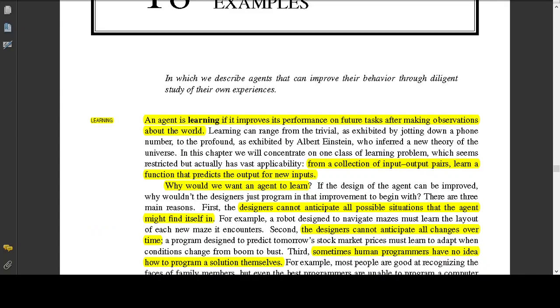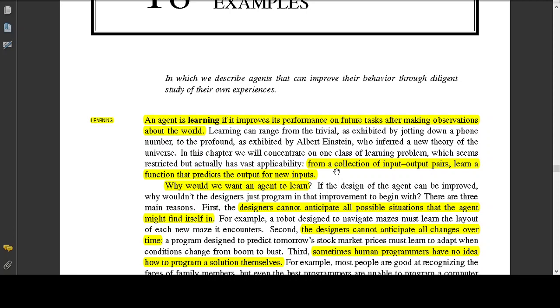Another method of learning is from a collection of input-output pairs. That can predict the output for new inputs. So that is the common method we follow in neural networks. That means we give a set of inputs, and we know what could be the output of that thing. So suppose we have some applications to identify faces or identify objects.